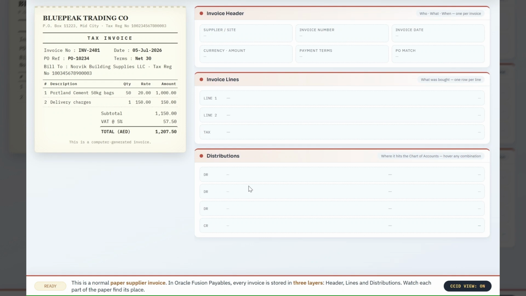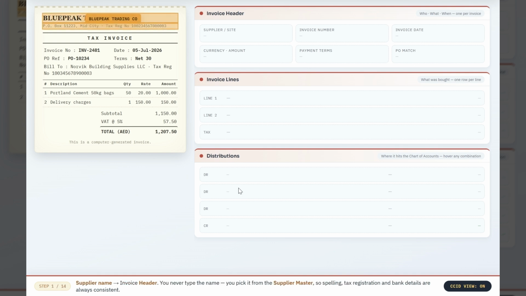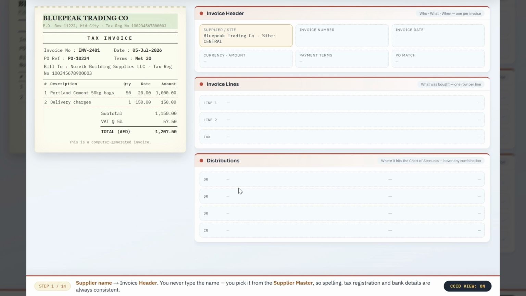This is a normal paper supplier invoice, the kind you see on your desk every single day. In Oracle Fusion, every invoice is stored in three layers: header, lines, and distributions. Watch how each part of the paper finds its place. First, the supplier name goes to the header. And notice, you never type the name. You select it from the supplier master, so the spelling, the tax registration, the bank details are always consistent.